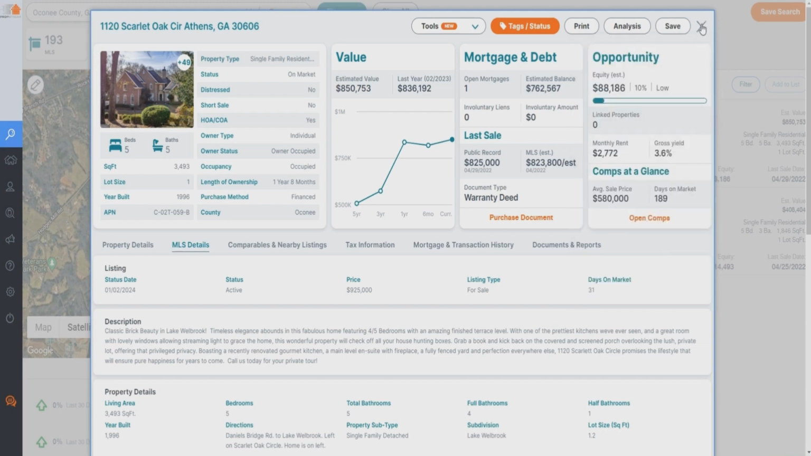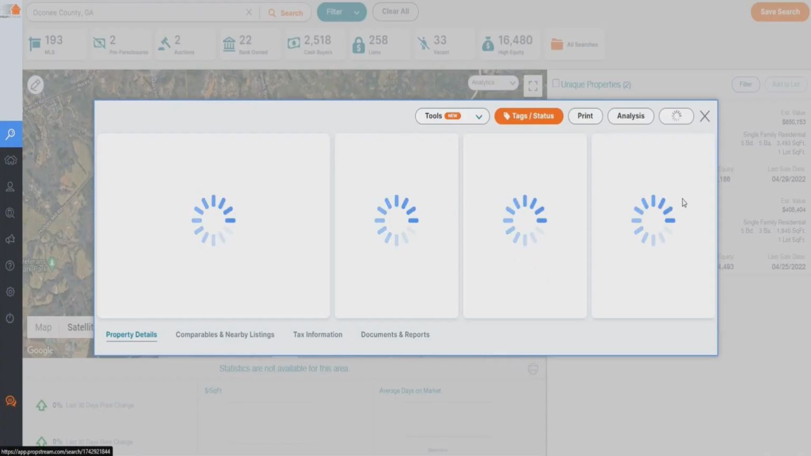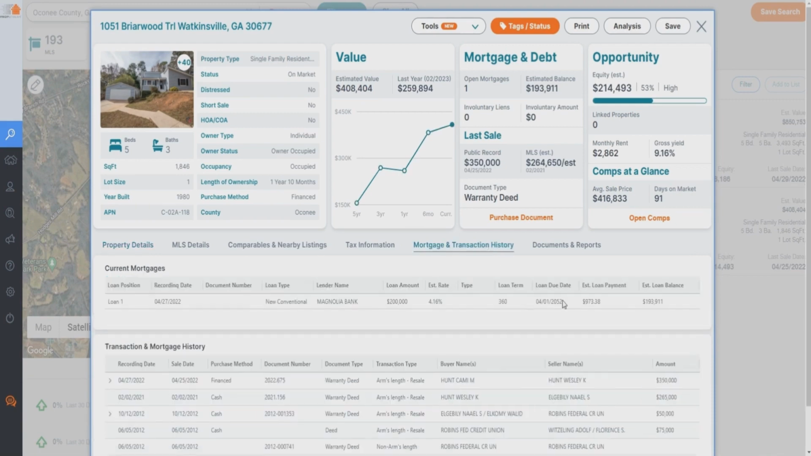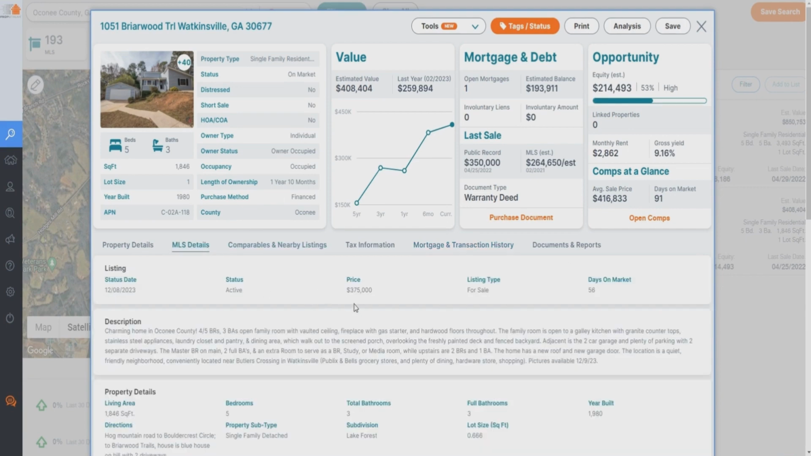Let's move on to the next property here. 4.16 interest, estimated loan balance of $193. Let's take a look at the MLS status. We can see here that even if I were to take 10 or 12% of the current list price, there's still going to be a lot of equity. So these types of deals are definitely possible.